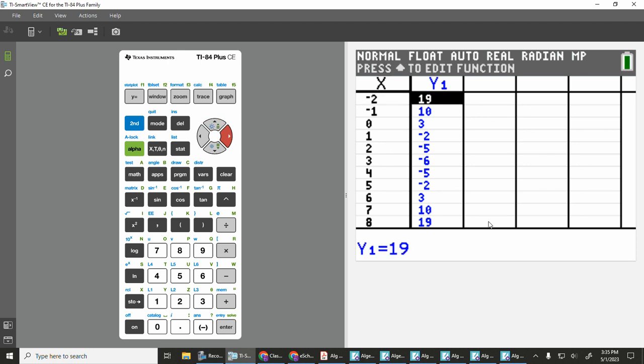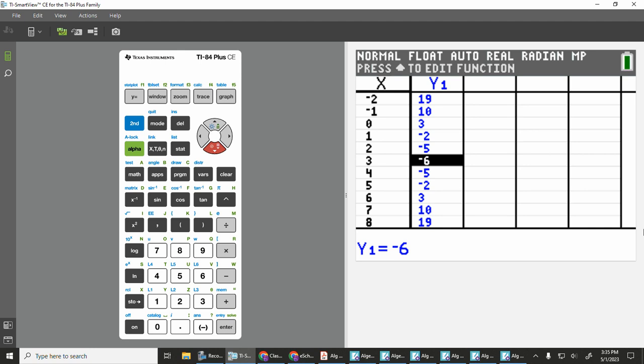We have a 19 up top, we have a 19 down at the bottom. Okay? And as you look in that blue column, you'll notice that symmetrical pattern. 19, 10, 3, negative 2, negative 5. We hit this negative 6 in the middle, and then the pattern repeats backwards. Negative 5, negative 2, 3, 10, 19. Okay, you want to see that symmetry. If you don't see that symmetry in your table, then you're not going to see the full picture of your parabola when you go to graph it.